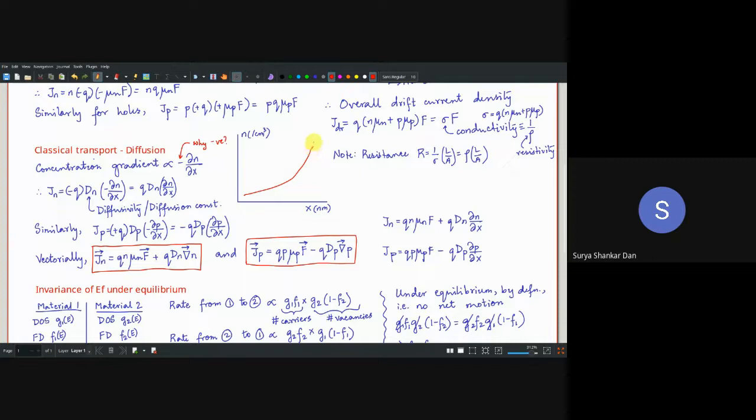So what it means is this concentration gradient simply means that wherever there is a higher concentration gradient, वहां पर आपका ज्यादा current होगा. Please understand this. ऐसा नहीं है कि जहां पर concentration ज्यादा है वहां पर current ज्यादा होगा. No. Concentration gradient jahan zyada hoga tabhi.